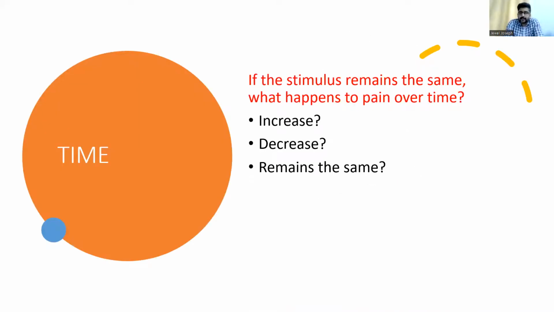So I would like to pose a question to you. Suppose there is an injury, and that nociceptive injury and the noxious stimulus remain the same over time. What happens to pain? So see, there is an injury and it remains the same over like 1 month or 2 months. What happens to pain? Will it increase? Will it decrease? Or will it remain the same? You can answer in the chat.